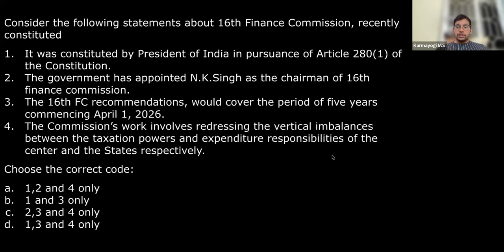Next one, about the 16th Finance Commission. Again, one more current affairs question related to the 16th Finance Commission. It was constituted by the President of India in pursuance of Article 281. The government has appointed N.K. Singh as the chairman of the 16th Finance Commission. The 16th Finance Commission's recommendations would cover a period of 5 years commencing from April 1, 2026.